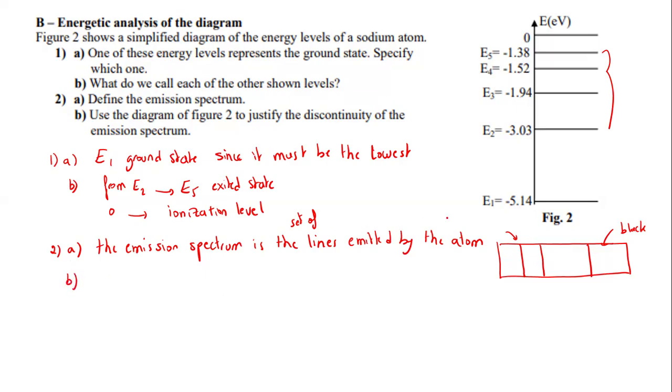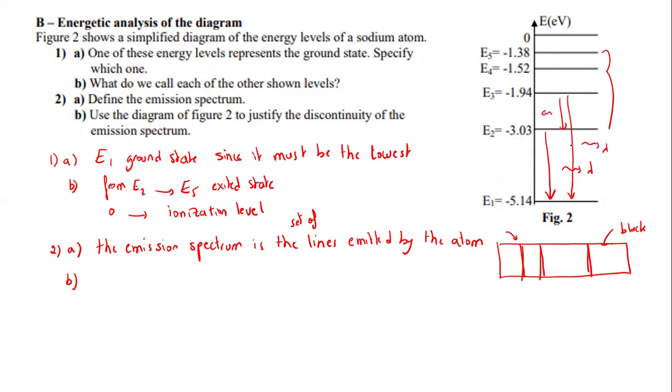Part B, use the diagram of figure 2 to justify the discontinuity of the emission spectrum. We notice that in the emission spectrum we see a line here, a line here, a line here, so it's not continuous. I have to look at the diagram and verify the discontinuity. We notice that for each transition, for example from E2 to E1, the emission gives a certain lambda. If it goes from E3 to E1 I'll get another lambda. From E3 to E2 I'll get also another lambda.